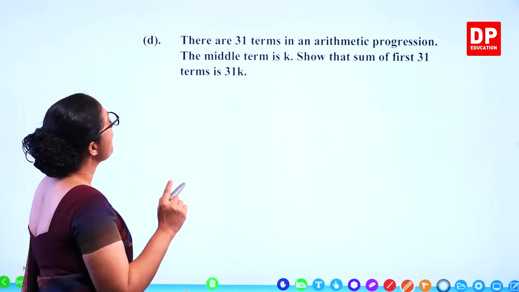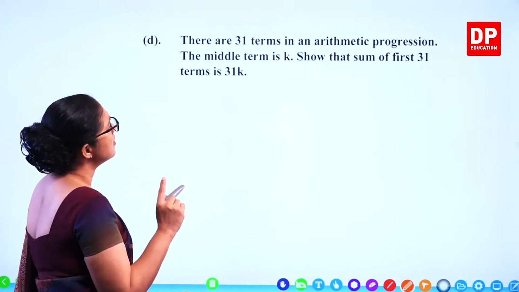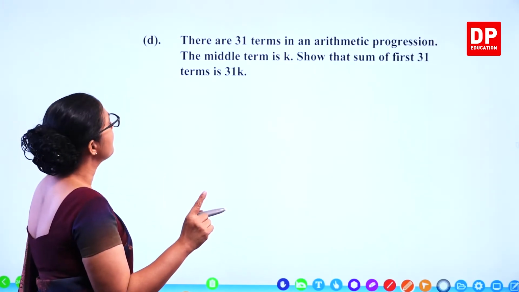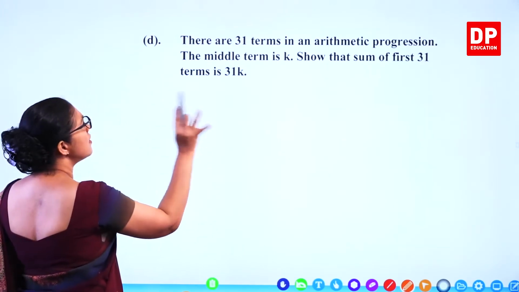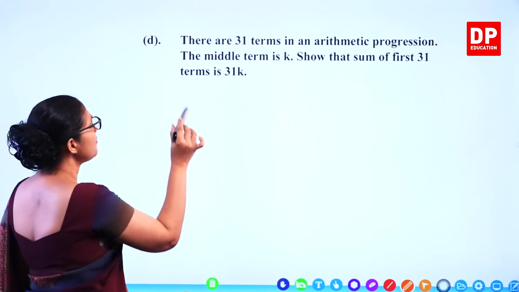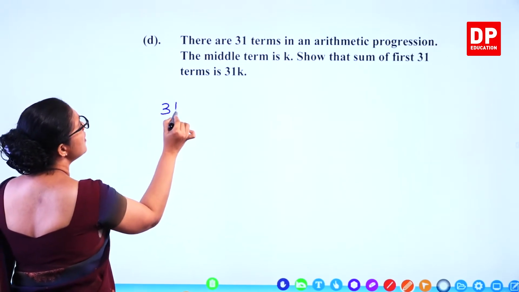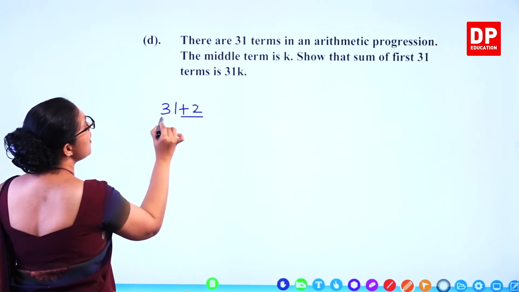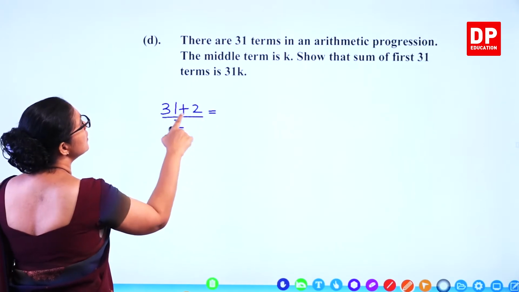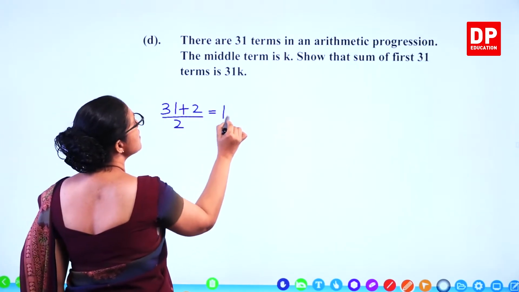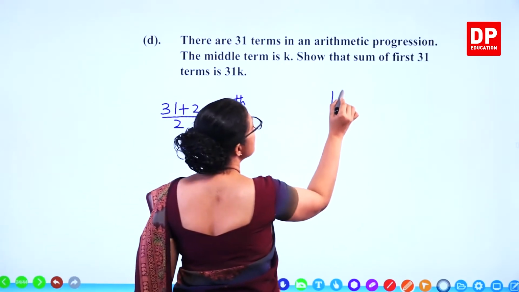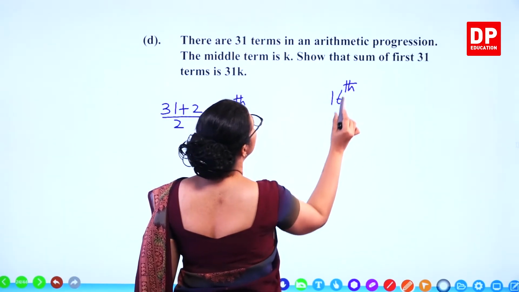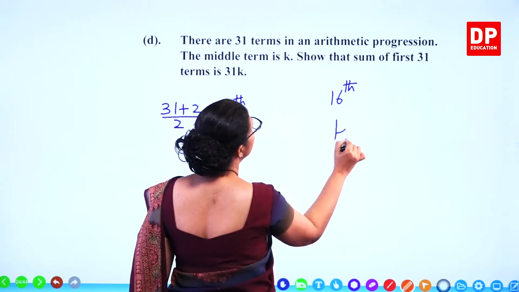Part D. There are 31 terms in an arithmetic progression. The middle term is k. If there are 31 terms, how do you find out the middle one? 31 plus 1 divided by 2. So 32 divided by 2, 16th. 16th term is the middle term. That's k.